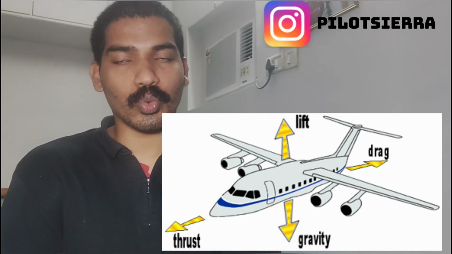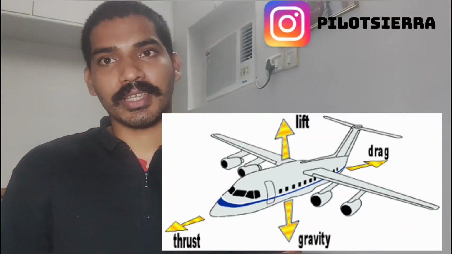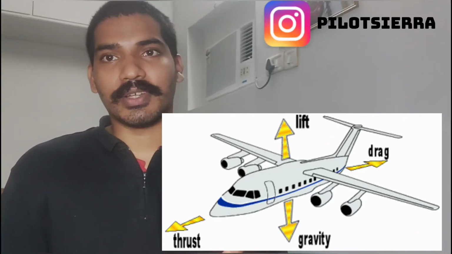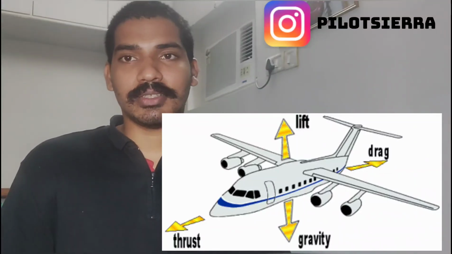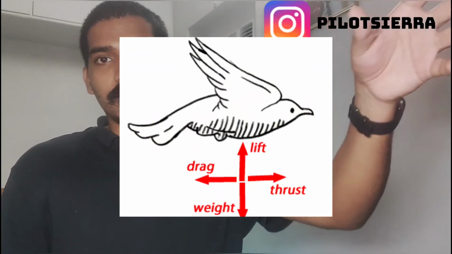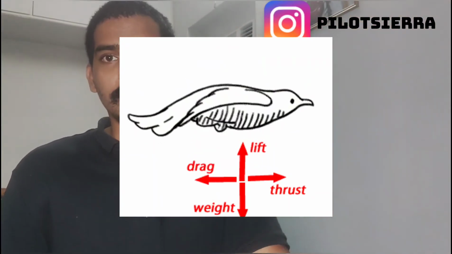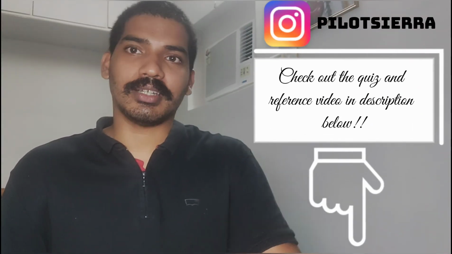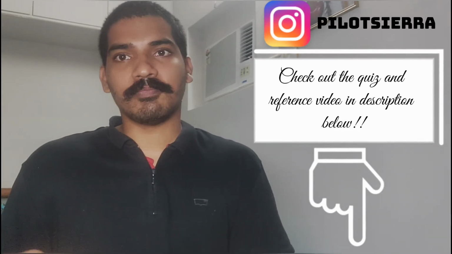Now we come down to weight. Weight is a simple concept. Weight is basically gravity, the effect of gravity on the aircraft. Whenever an aircraft is on the ground or in the air, the earth pulls the aircraft to the center of the earth. The center of the earth is always pulling all the objects down towards it, and that is the effect of gravity. So we have covered lift and weight.